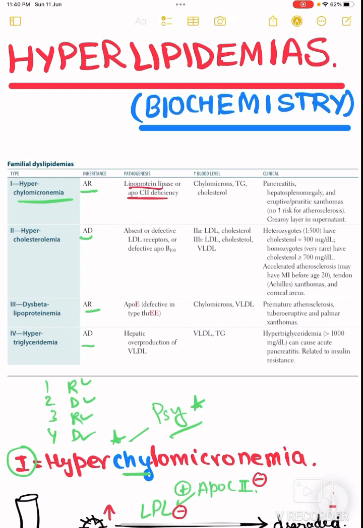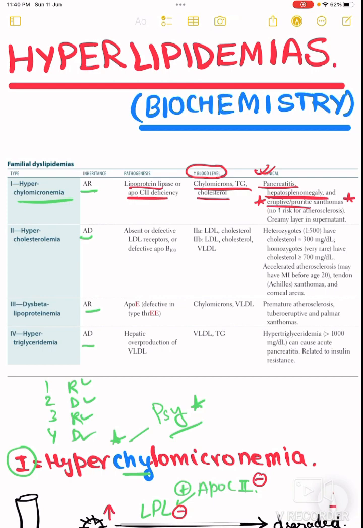What will you see in blood levels? Increased chylomicrons, triglycerides, and cholesterol. And what is the clinical feature? Pancreatitis, hepatosplenomegaly, and eruptive and pruritic xanthomas. Very important. This is the way the questioner asks. They will generally give you increased blood levels of the substances, and then they will ask the type of hyperlipidemia, or they will give a clinical presentation, and there are some keywords that you have to look for, like eruptive and pruritic xanthomas means type 1.